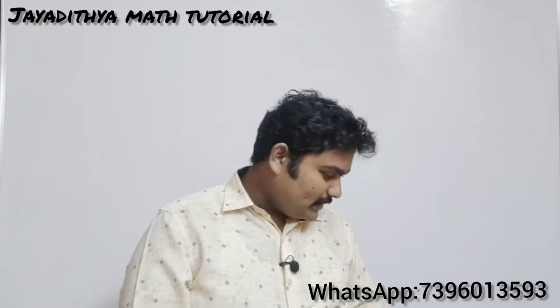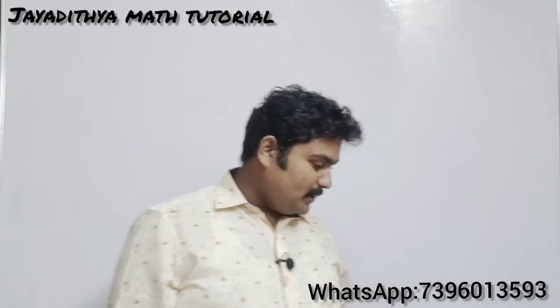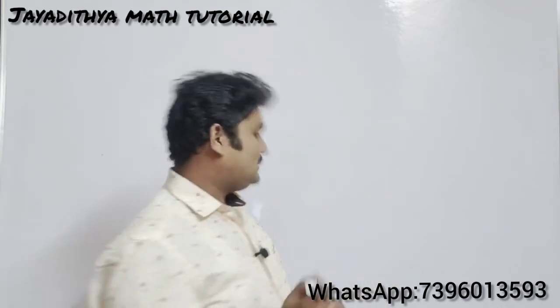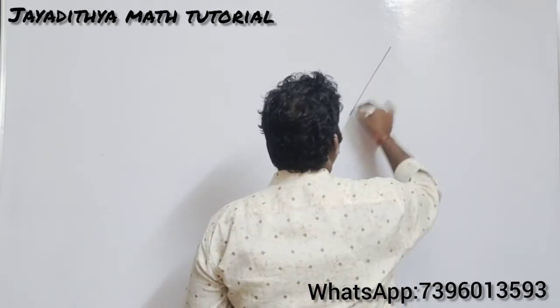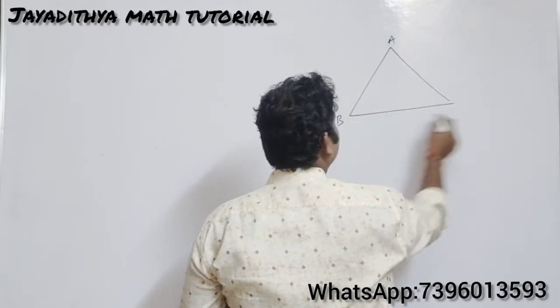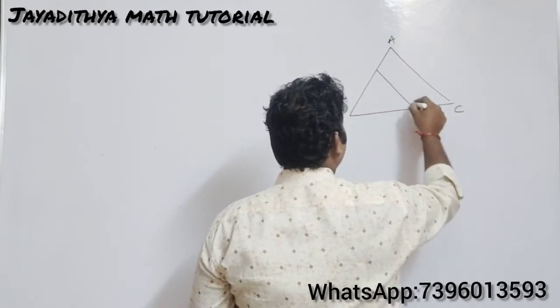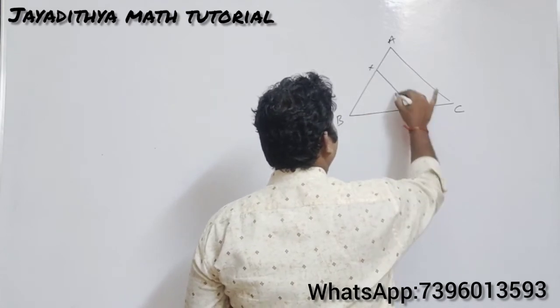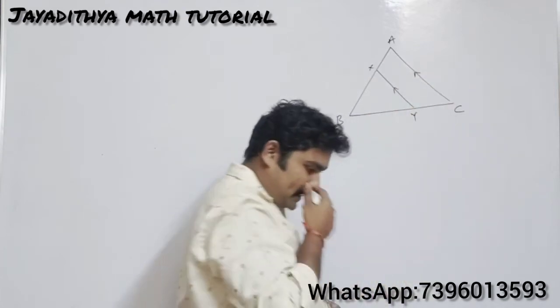Right, Nana? Let us go for the second problem here. In a triangle ABC, XY is parallel to AC, Nana. XY is parallel to AC. So take this one like this. In a triangle ABC, XY is parallel to AC, Nana. XY is parallel to AC here.